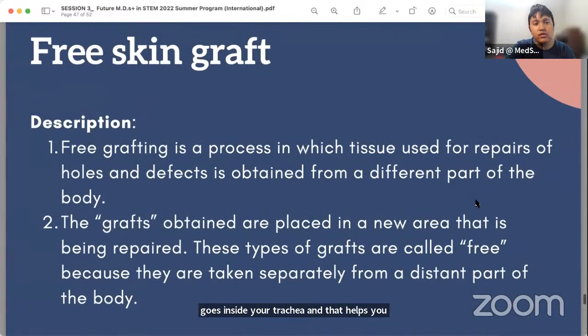Free skin graft. Skin grafting is pretty self-explanatory. It's when they take tissue from another part of your body to repair a wound or a lesion on a separate part of your body. And then the graft obtained is placed in the new area, right? These grafts are called free because they're taken separately from a distant part of the body. They're usually taken from your buttocks or your thigh region where there's a lot of excess skin.